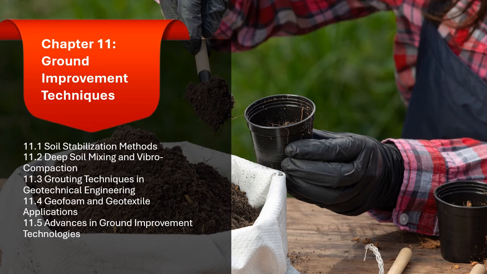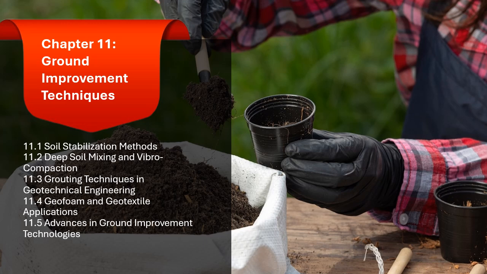11.1.2 Chemical stabilization. Chemical stabilization involves the use of chemical additives or binders to improve the physical properties of the soil, such as its strength, durability, and resistance to moisture. This technique is often applied to fine-grained soils, such as clays or silts, which are more difficult to compact and stabilize through mechanical means.